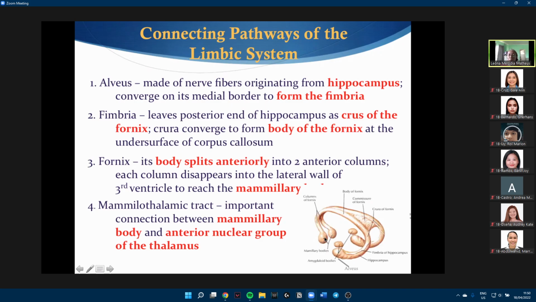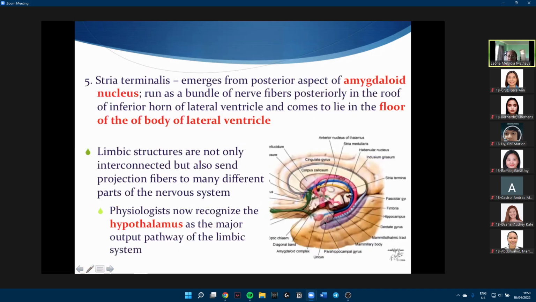Diba? So ito na yung mammillary body. So the mammillary body naman will connect with your anterior nucleus of the thalamus to form what we call the mammillothalamic tract. We'll show you that in the next slide. So these are all the connecting pathways already. So the number 4 is this one. Yun, no? So we have here the mammillary body, and we see it connecting with the anterior nucleus of the thalamus. Diba? Ito po yung thalamus natin. Ito po yung anterior part. And that's the anterior nucleus. So that one is your mammillothalamic tract.